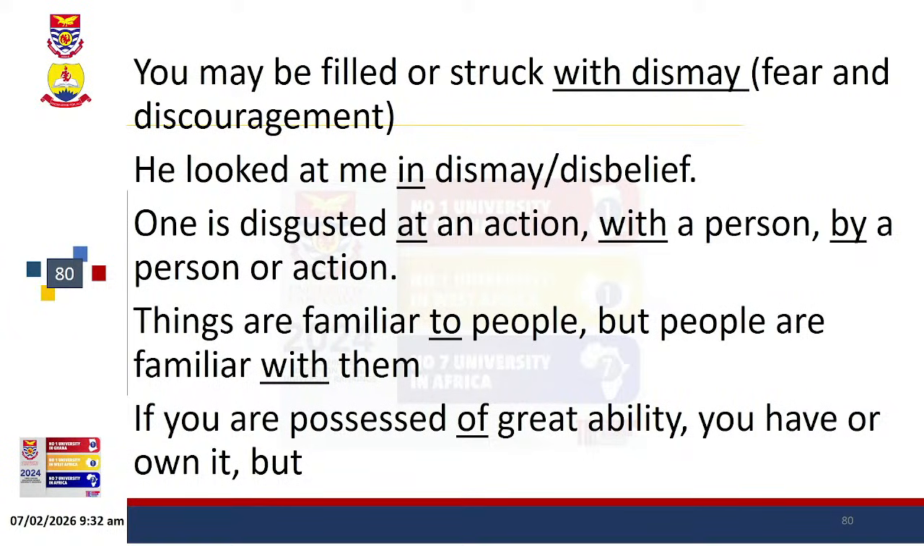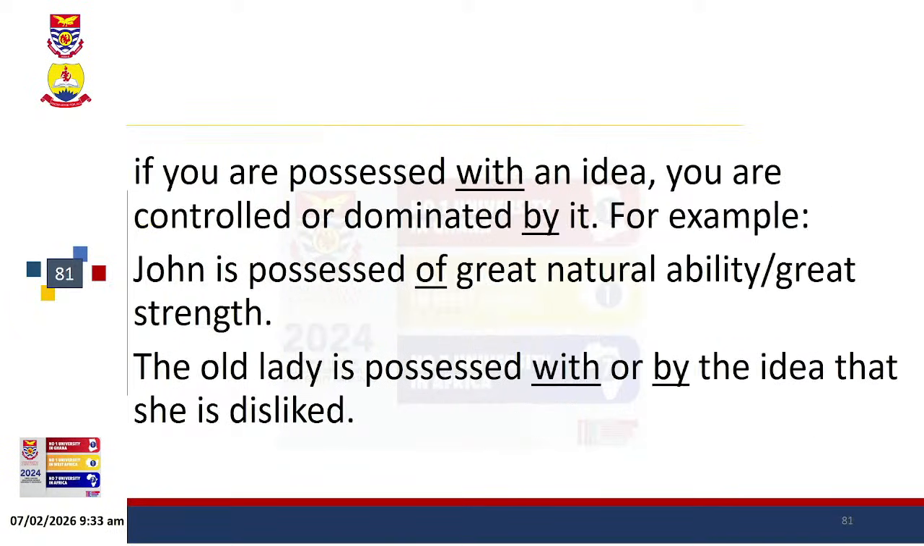If you are possessed of great ability, you have or you own it. If you are possessed of great ability, you have that ability or you own it. But if you are possessed with an idea, you are controlled or dominated by it. Okay? So for example, John is possessed of great natural ability or great strength. The old lady is possessed by the idea that she is disliked.